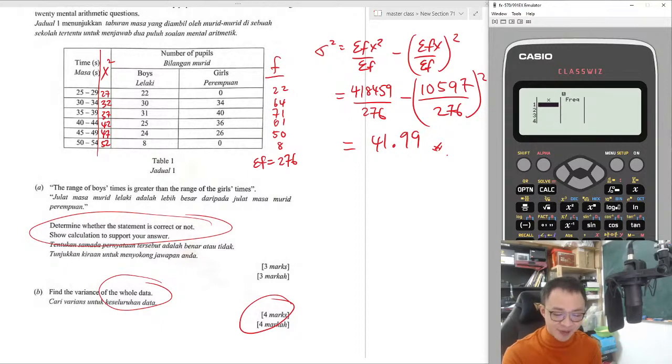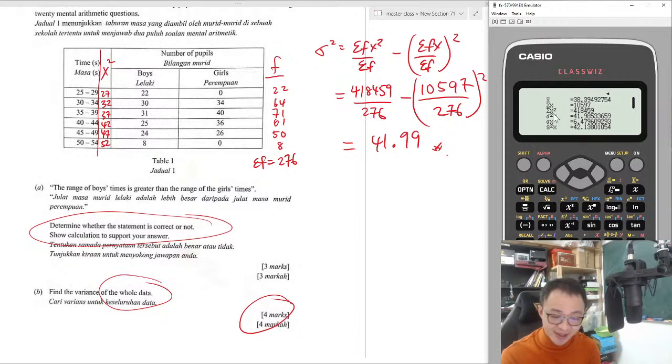Then I will just insert my x value, 27, 32, 37, 42, 47, 52. Okay, then I will insert all my frequency here. So the first one is 22, the second one is 64, 71, 61, 50, and 8. Okay, after you insert all the frequency and mid interval already, what you can do is you go to the option, and then you look for the one variable calculation, which is number 3 here. You should be able to get the answer.